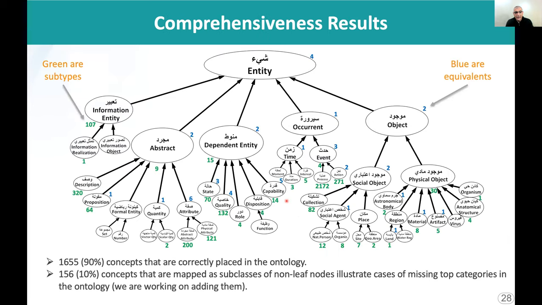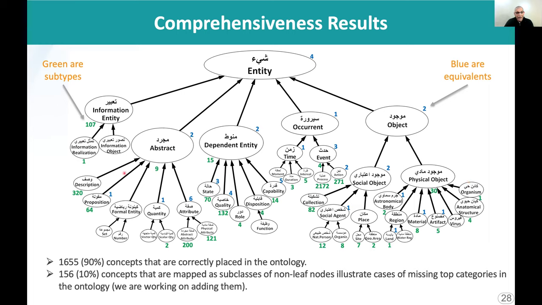These are the results shown in the figure. The blue numbers are the number of concepts that are mapped as equivalent. For example, the two means that there are two concepts in our Jarrar definitions that are equivalent to object, which is good, there is no problem here. The green numbers, like 107 here, mean that we have 107 concepts that are under information entity, but we cannot place them under information object or information realization. This means that we need to extend or revise this label under information entity, where other concepts can be placed.